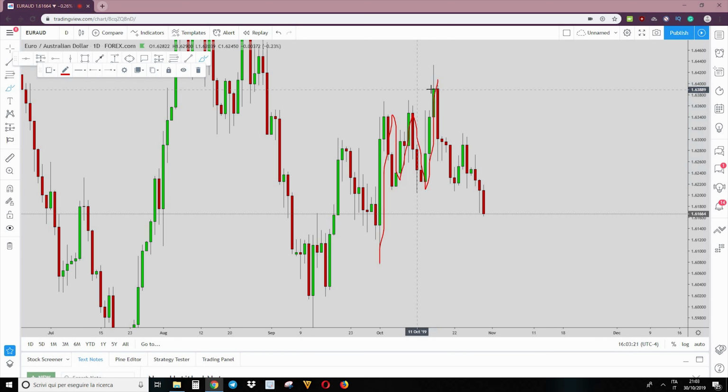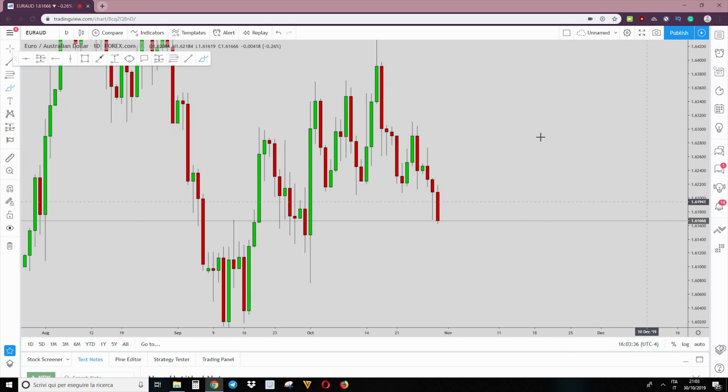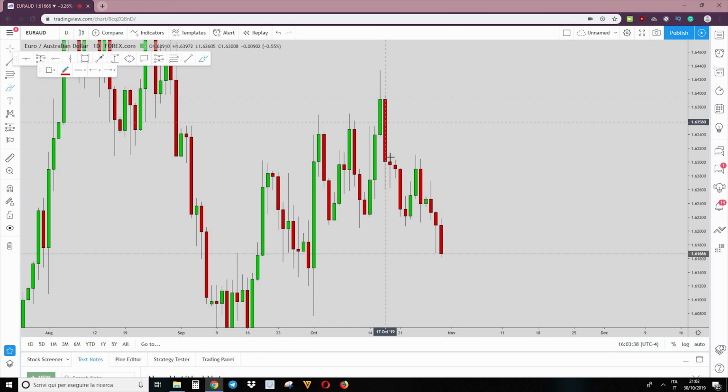A fake breakout basically means that the market closed above the area, and then on the next candle the market closed back below the area again. You can see this green candle here closed above the area, and then the next red candle closed back below the area. Then what happened next? The market went all the way to test the lows, and it's very important to say that this was one low here, one low here, and one low here.